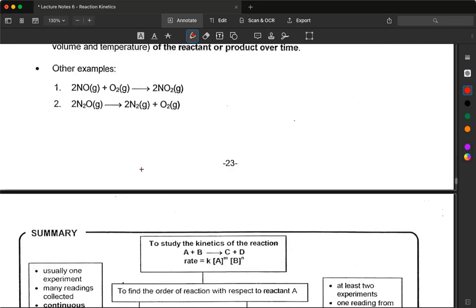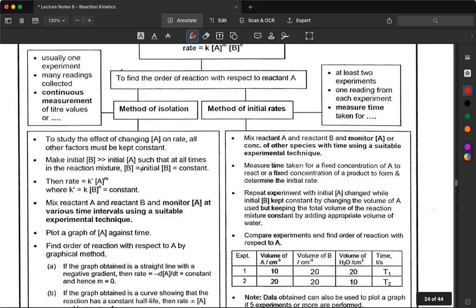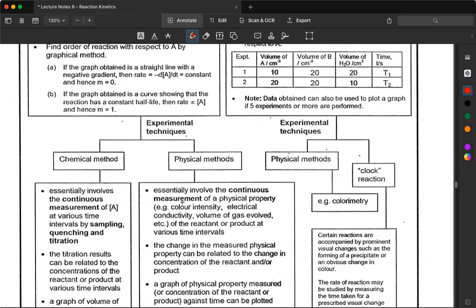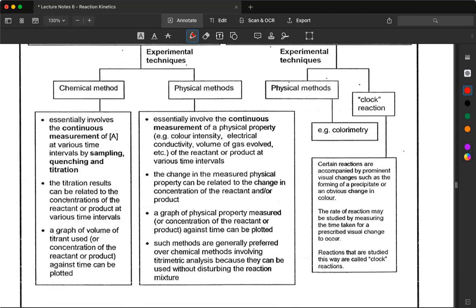Other examples you can use, and this is a summary. So this is the summary of the procedure. Then the experimental technique. Yeah, basically this part is quite straightforward. Then this part, the chemical method, is the focus. So what happens is that you have a continuous measurement of the concentration of A at various time intervals by sampling, quenching, and titration. And then the titration result is related to the concentration of reactants and products. Then you plot a graph of volume or concentration of reactant against time, like this one.